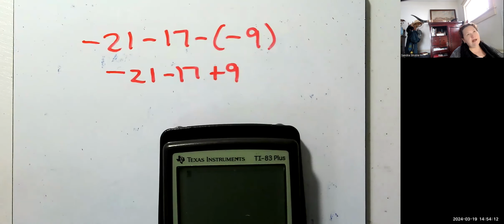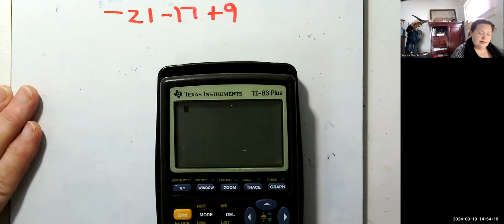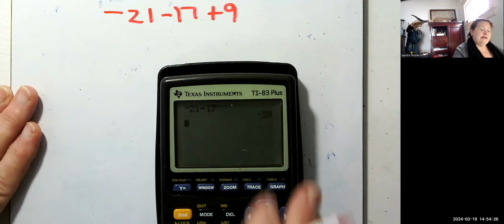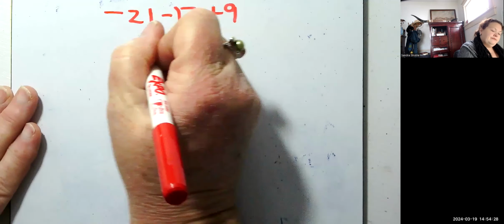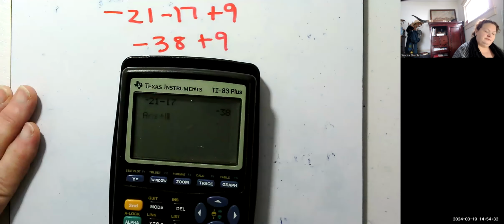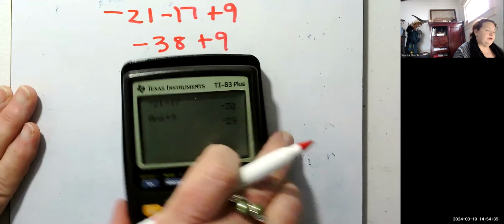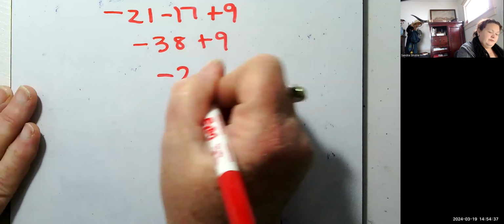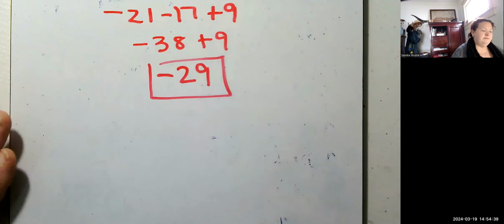When you have two negatives, you have to add the numbers and keep the sign. That's a mistake I keep seeing as well. So negative 21, watch what I'm doing here. Negative 21 minus 17 is negative 38 plus 9 is negative 29. Okay, and that's the answer for that one.